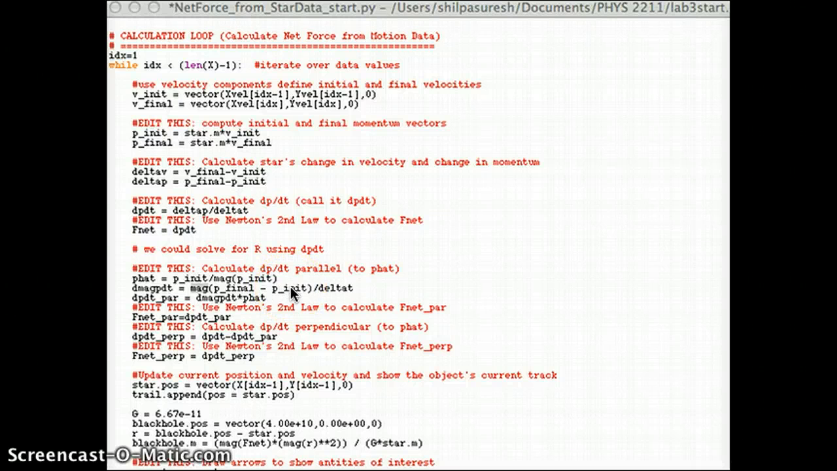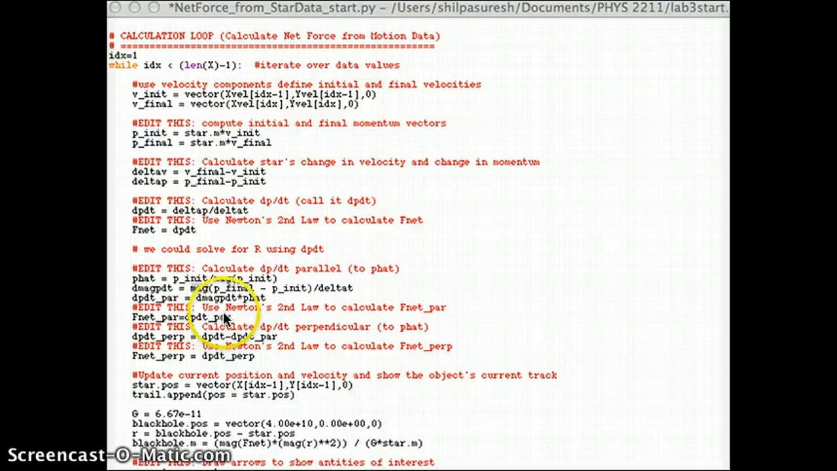We know that dp/dt parallel is equal to the change in the magnitude of the momentum multiplied by p hat. Thus, in order to solve for dp/dt parallel, noted as dp dt par, we need to solve for p hat and the magnitude of dp/dt parallel. By manipulating this equation, we can calculate that p hat is equal to the vector of the momentum divided by the magnitude of the momentum.